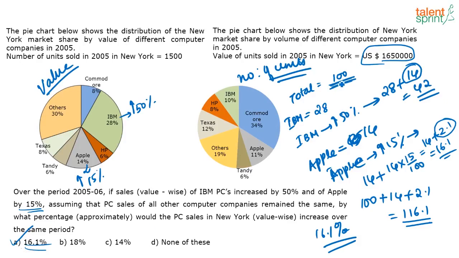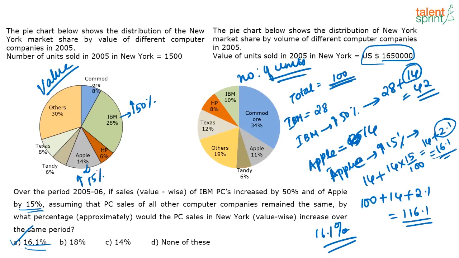So here if it is 100, then IBM is 28. IBM's value sales is increasing by 50%, means now IBM is selling 42, right? That is its value of sales, and so there is an increase of 14. Similarly, if Apple was 14 and there is an increase of 15%, now Apple is selling, value sales has become 16.1, or there is an increase of 2.1. So totally if you see, from 100 it has increased to 116.1, or what is the percentage increase? It is 16.1%. So the correct answer here will be option A, that is 16.1%. I hope it is clear.